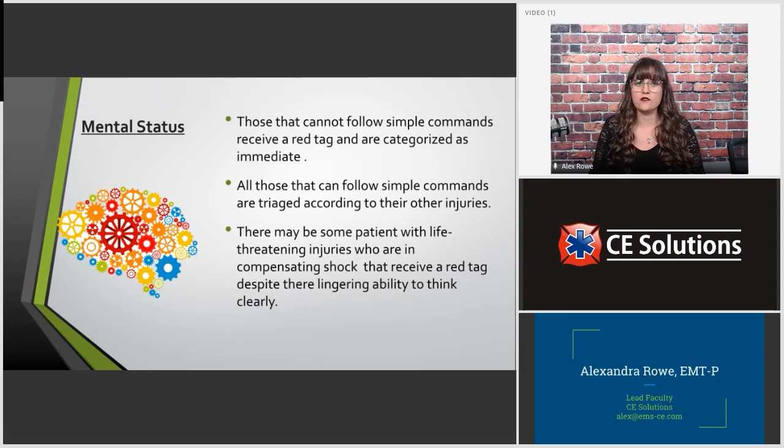Those that can follow simple commands are usually triaged according to their injuries. Be careful. Don't let that trick you, because those that are still thinking clearly and talking to you, they might be compensating, right? They may be in compensated shock. So pay attention to vital signs and injuries despite their ability to think clearly. They may end up being categorized as red instead of yellow just because of that.